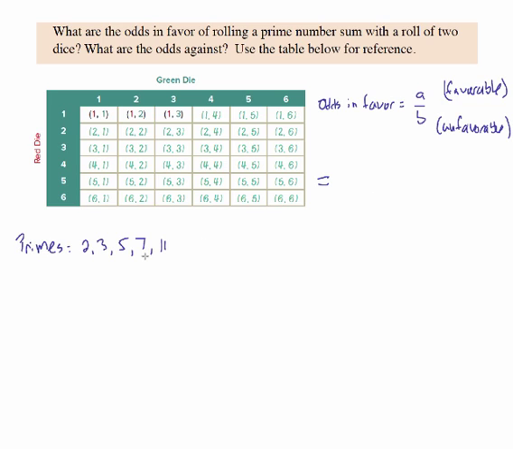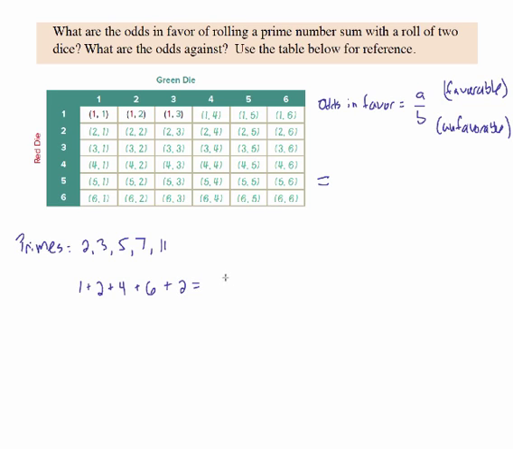Now let's tally up the number of ways that we can roll these prime numbers. There's only one way to get a 2. There are 2 ways to get 3, 2 followed by 1 and 1 followed by 2. There are 4 rolls that result in 5 along this diagonal. 7: 6,1; 5,2; 4,3; 3,4; 2,5; and 1,6. There are 6 ways to roll a 7. And there are 2 ways to roll an 11, 6 and 5, and 5 and 6.